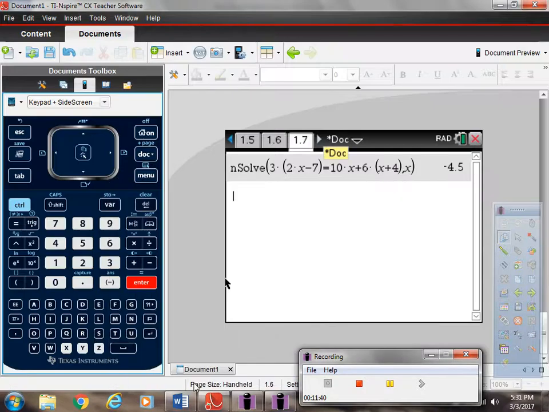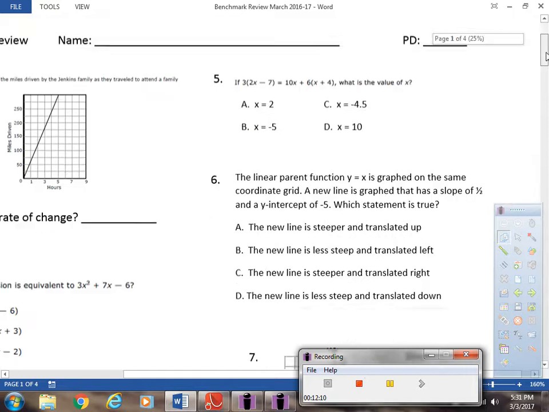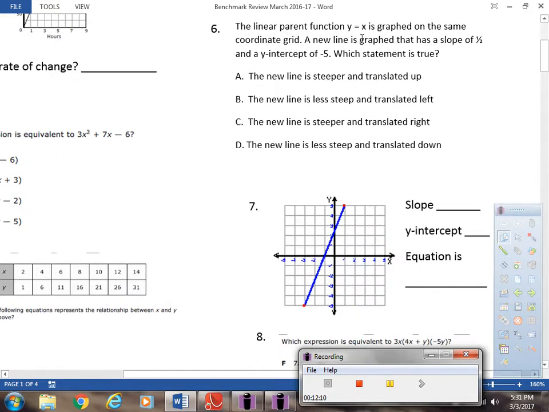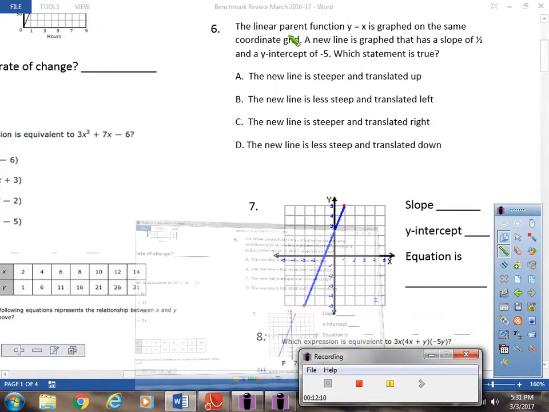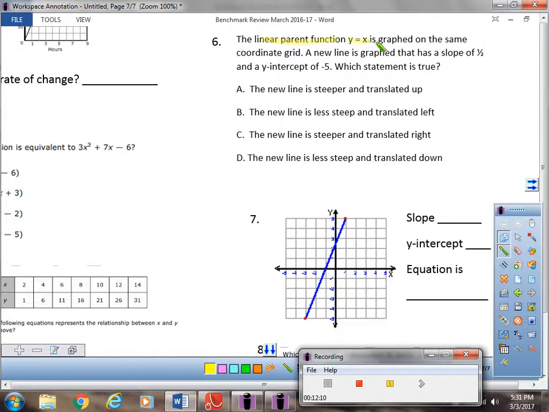Alright, so let's look at question number 6 next. Here it says the linear parent function y equals x is graphed on the same coordinate grid. A new line, so we have this linear parent, which is y equals x, graphed on the same coordinate grid. A new line is graphed that has a slope of 1/2 and a y-intercept of -5, which statement is true?